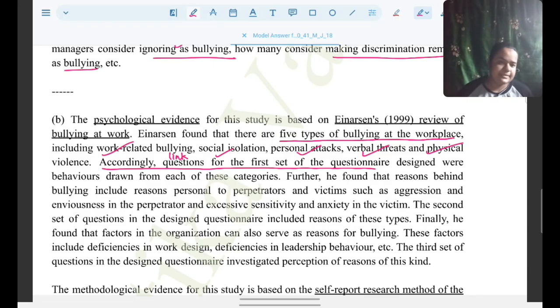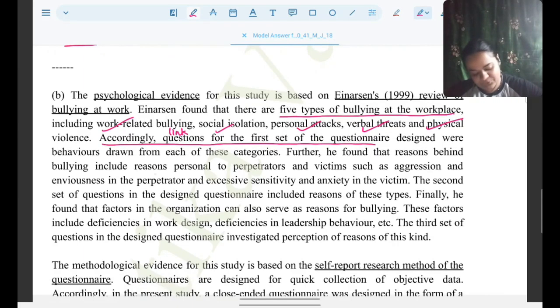From where did these ideas come in our mind? Because we have studied the review paper by Cz. Further, he found reasons behind bullying, including reasons personal to perpetrators and victims, such as aggression and enviousness in the perpetrator and excessive sensitivity and anxiety in the victim. Again, am I describing his theory? Not at all, because in the very next sentence, I am linking this part, the reasons of the perpetrator and the victim's reasons for bullying, quickly with the second set of questions that I've designed in part A. So I'm linking that, okay, this was the part of Cz's theory from which I have derived my second set of questions.